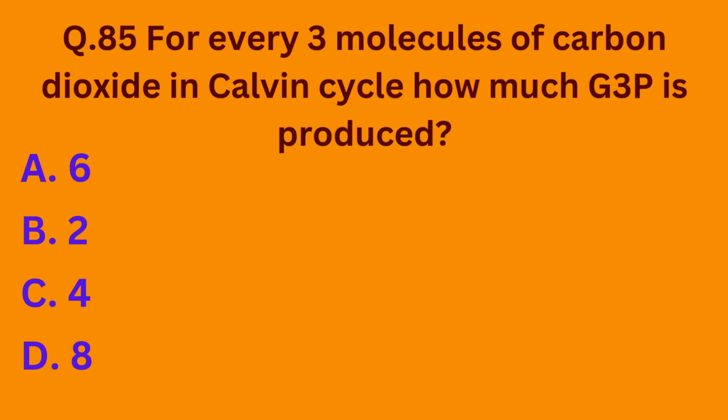Question number 85. For every 3 molecules of carbon dioxide in Kelvin cycle, how much G3P is produced? Option A 6, option B 2, option C 4, option D 8. So students, correct answer is option A.